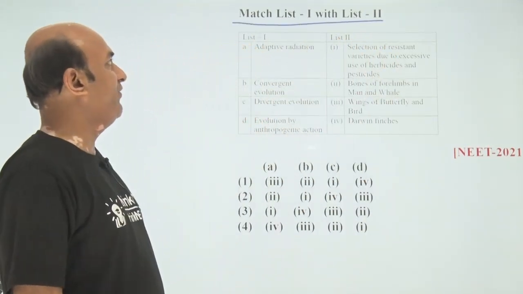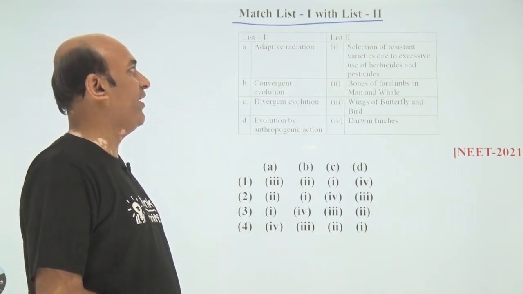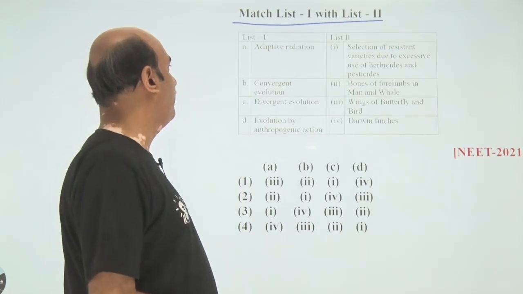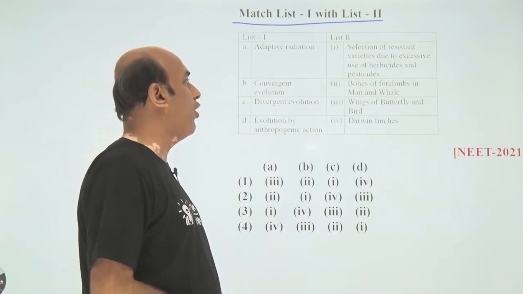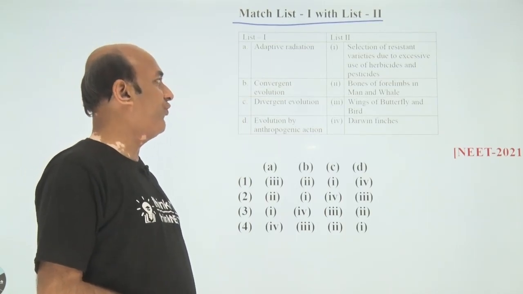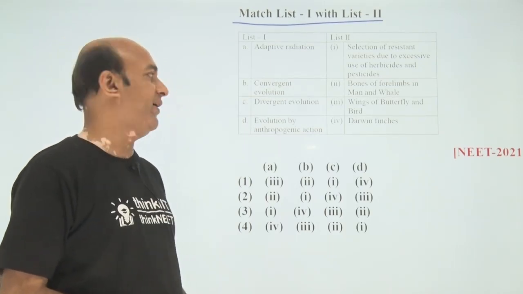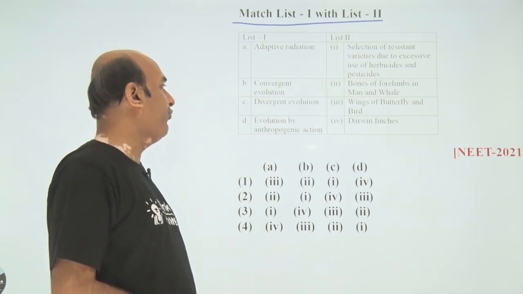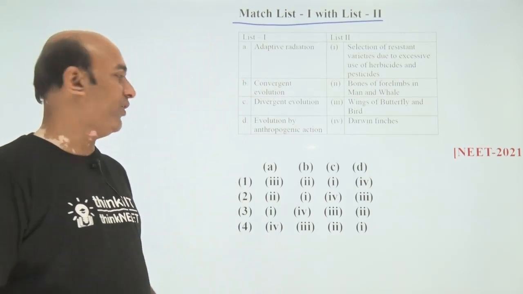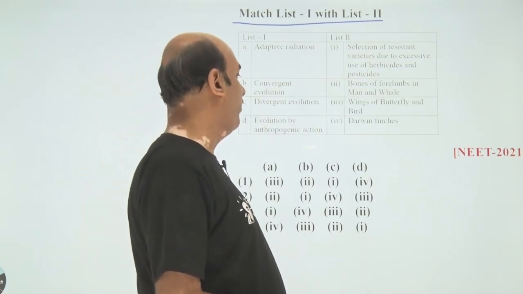List 1: A, adaptive radiation; B, convergent evolution; C, divergent evolution; D, evolution by anthropogenic action. List 2: 1, selection of resistant varieties due to excessive use of herbicide and pesticide; 2, bones of forelimb in man and whale; 3, wings of butterfly and bird; 4, Darwin finches. Here the options are option number 1, A3, B2, C1, D4.